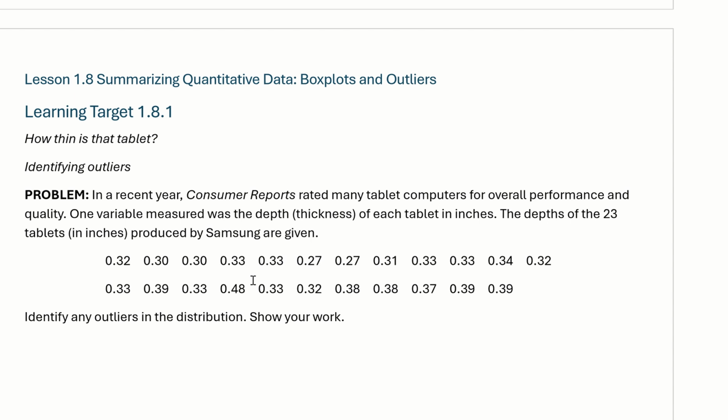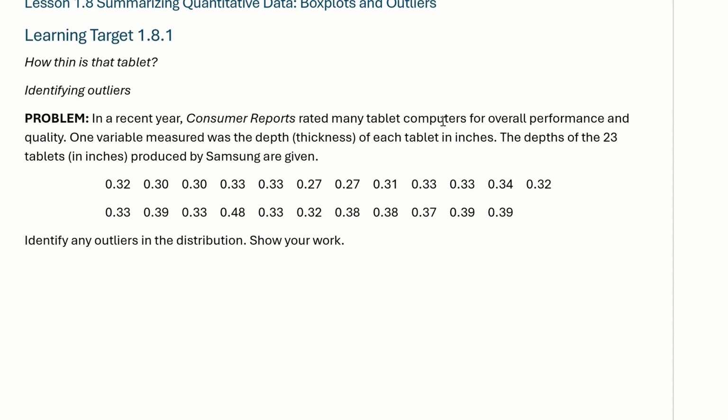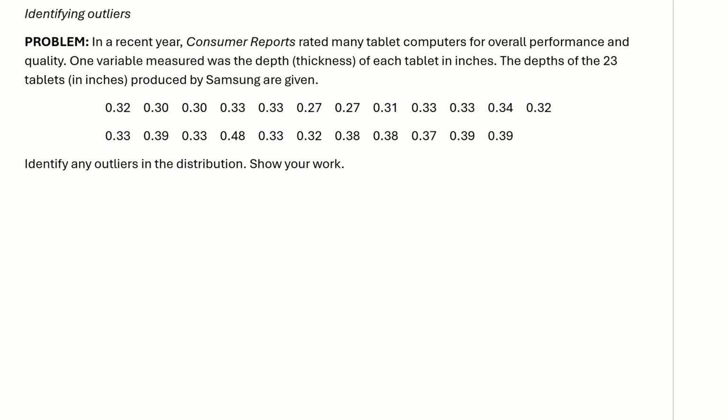Okay, so 1.81. So we did 1.7, now we're at 1.8. So 1.8, the last lesson of the chapter. In a recent year, Consumer Reports rated many tablet computers for overall performance and quality. One variable measured was the depth or thickness of each tablet in inches. The depths of the 23 tablets produced by the Samsung are given. So these are the depths of the tablets. All right. Identify any outliers in the distribution.